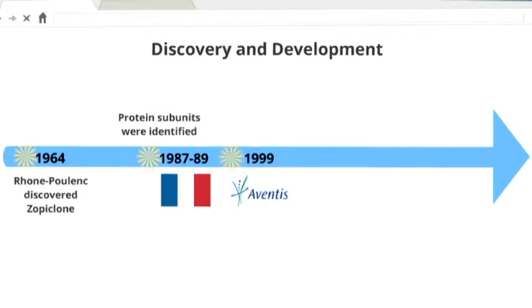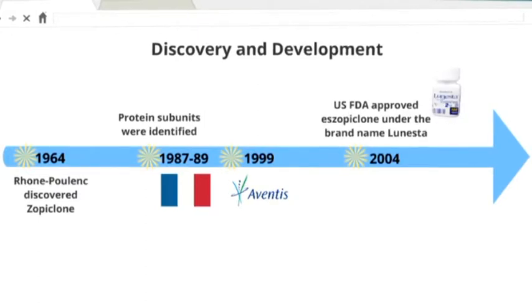Zopiclone has been sold in France since the late 1980s. In 1999, Aventis Pharmaceuticals, which is now Sanofi, rightly owned the preclinical, clinical, and post-marketing data package for zopiclone, its isomers, and its metabolites. In 2004, the US FDA approved S-zopiclone under the brand name Lunesta for the treatment of insomnia.